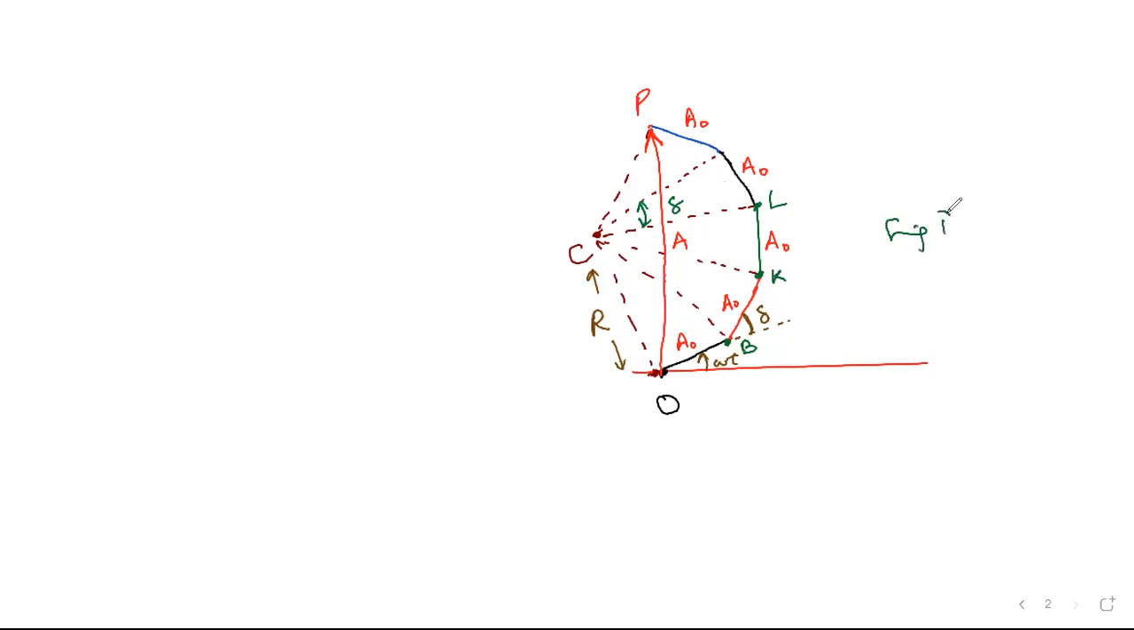This is my figure one, let me check it. Then we will move. And this angle I have to see. Let this angle here be alpha. This is omega T. This is B. This is KL. This is A naught. This is delta. This alpha. Right. So let us move.